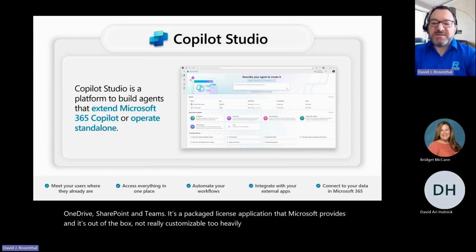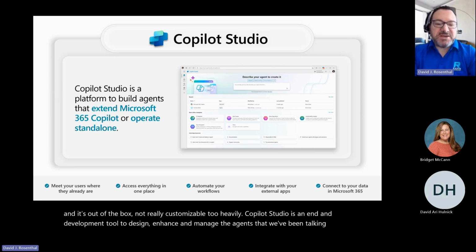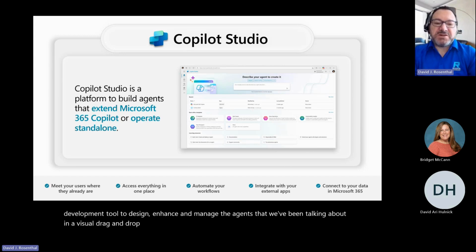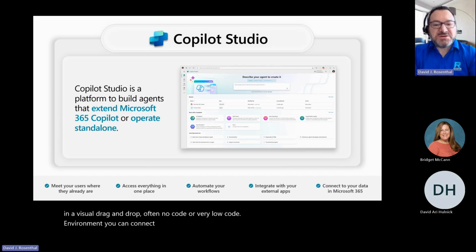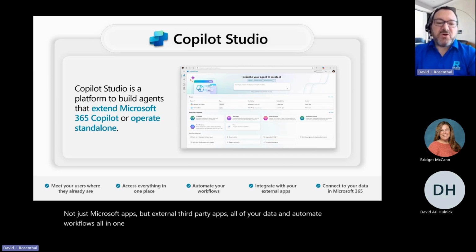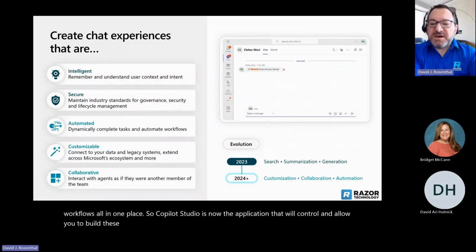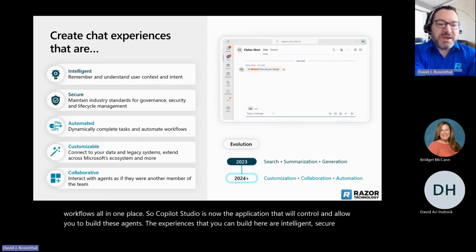Copilot Studio is an end-to-end development tool to design, enhance, and manage the agents that we've been talking about in a visual drag and drop, often no code or very low code environment. You can connect all of your apps, not just Microsoft apps, but external third-party apps, all of your data, and automate workflows all in one place. So Copilot Studio is now the application that will control and allow you to build these agents. The experiences that you can build here are intelligent, secure, automated, customizable, and collaborative.